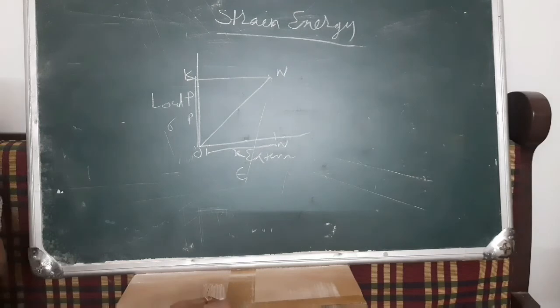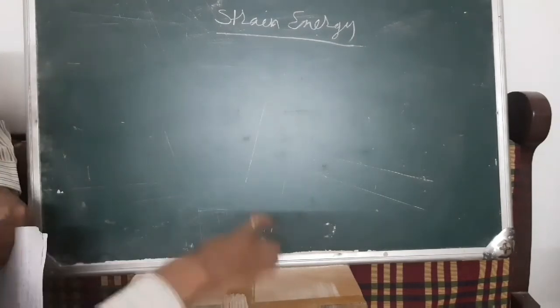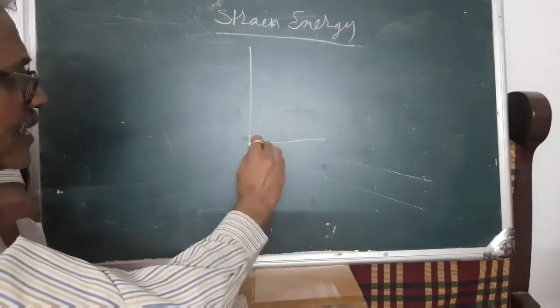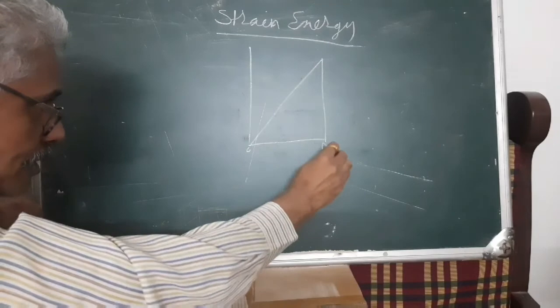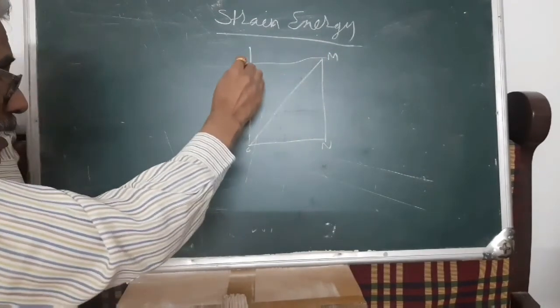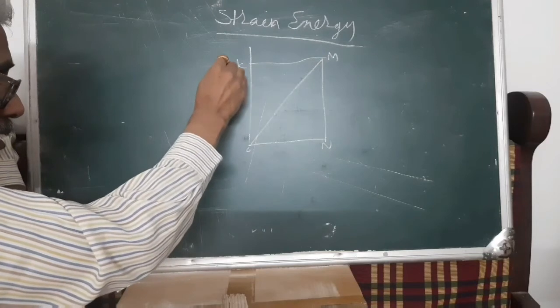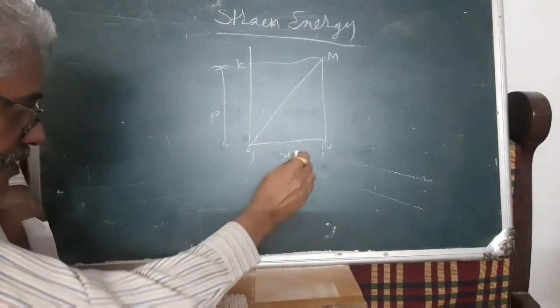Now we have to derive a small derivation for this. We can consider the load-extension diagram where we see the points 0, N, M, or let it be K here, here it is P, and here it is x, the extension.